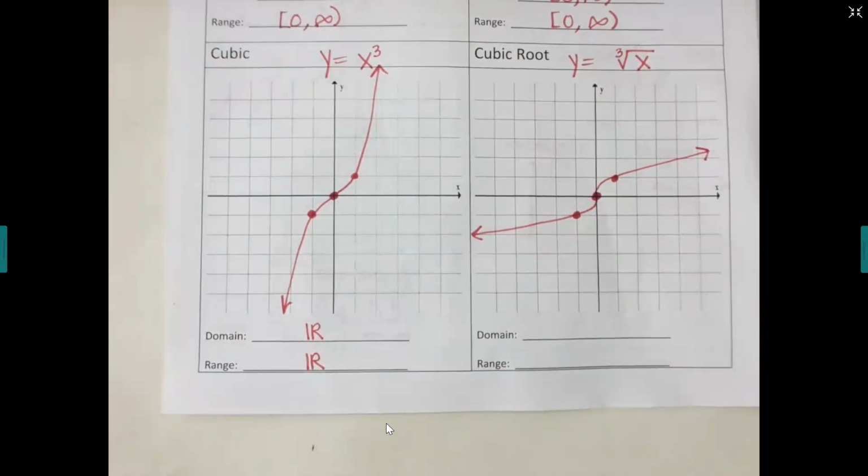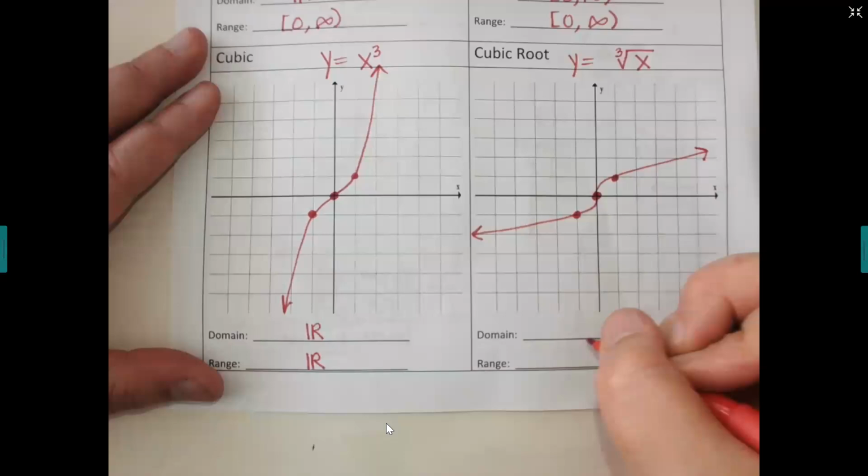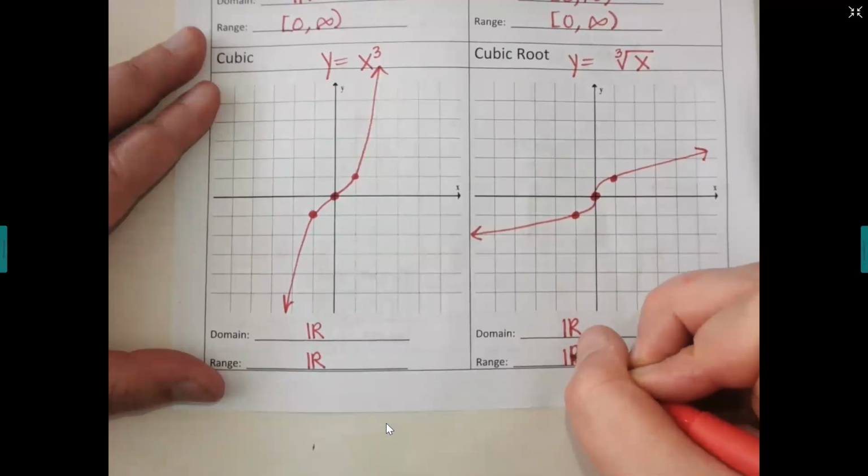Okay? But remember that when you do these in Delta Math, it's going to pick the right shape for you. You're just going to have to do the stretching and sliding part if you need to do that for the question. Domain and range, what will they be? All real numbers is correct.